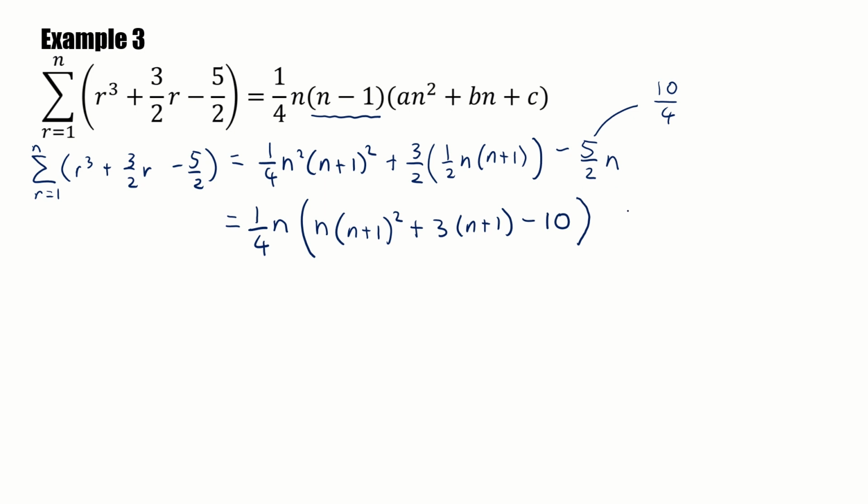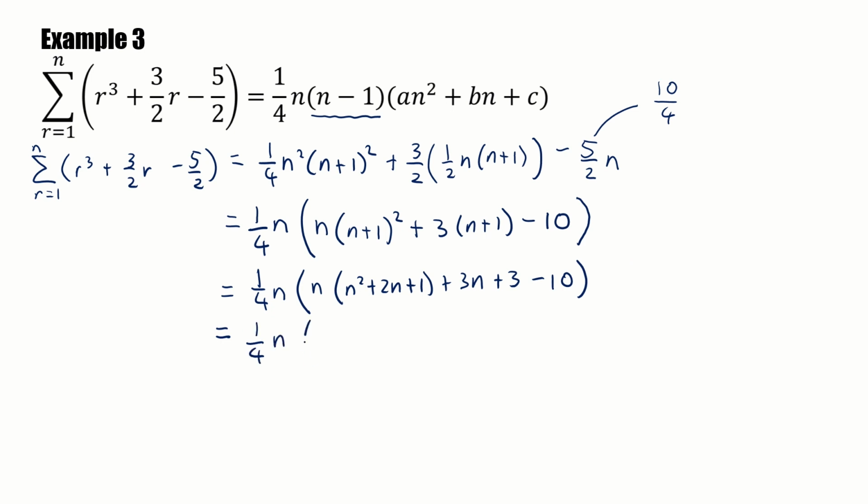So there you go. Now we are left with something, although it's not very nice, although it's going to be cubic, we are going to just have to multiply the brackets out. So let's get going with that. We're going to end up with an n lot of n squared plus 2n plus 1 plus 3n plus 3 minus 10. Then going a bit further on with that, we're going to end up with 1/4 n. Then multiply out those brackets, we're going to end up with n cubed plus 2n squared plus n plus 3n plus 3 minus 10.